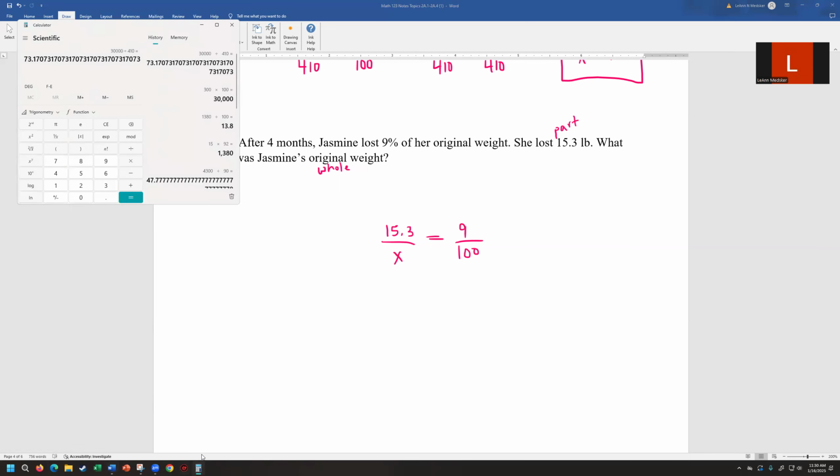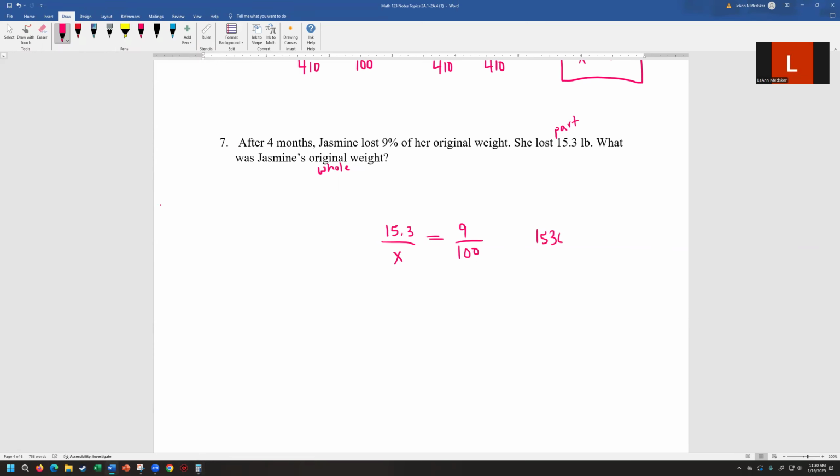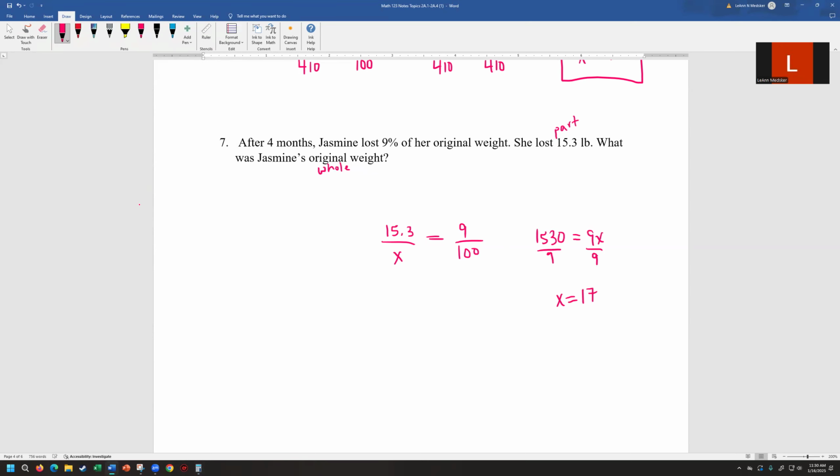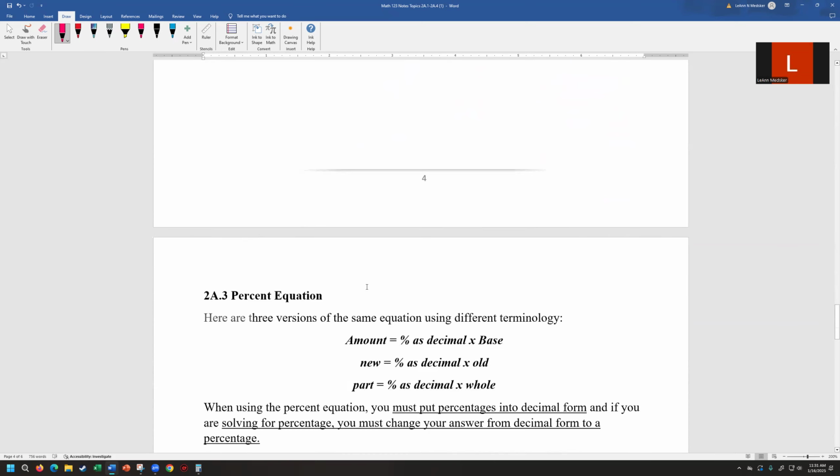So we're going to do 15.3 times 100. So that's 1,530 equals 9x. We'll be dividing by 9 on our calculator. So it's 170. So her original weight before she lost anything was 170 pounds. So you could figure out her new weight, what does she weigh now if you really wanted to by doing 170 minus 15.3, but they didn't ask us for that. They just said, what did she weigh before she lost the weight? So 170 pounds. And that leads us to our last section.